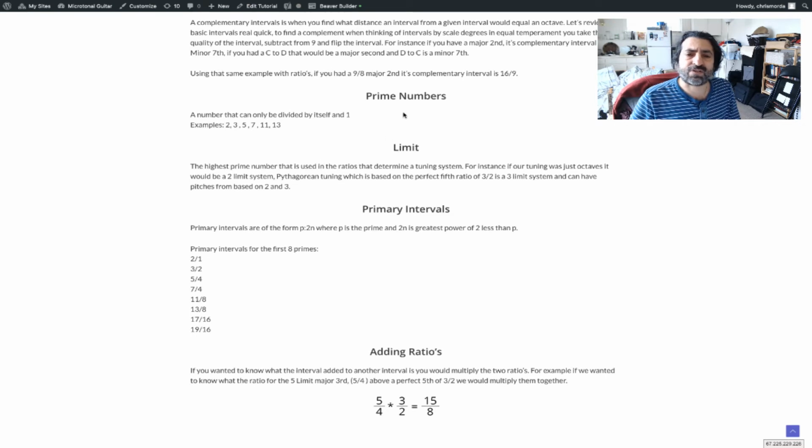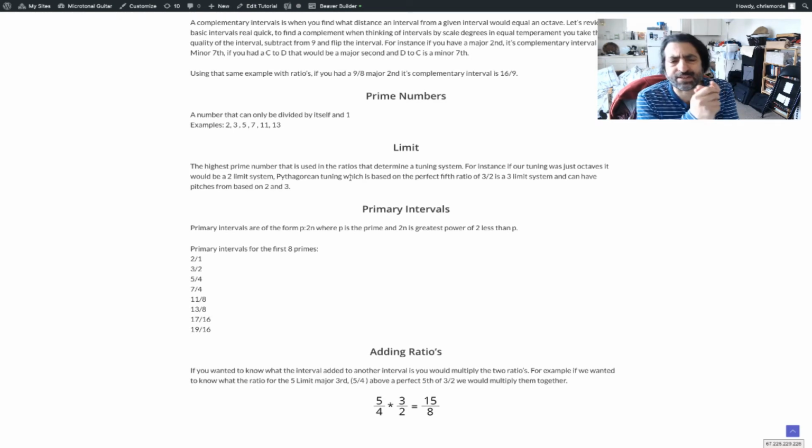Okay, so now we're going to have this idea of prime numbers. As you recall from your basic math multiplication back in middle school, a prime number is any number that's divisible by 1 and itself. Examples, of course, are 2, 3, 5, 7, 11, 13. And where those come into play once we get into these different tuning systems is limits. A limit is the highest prime number that is used in the ratios to determine the tuning system or the temperament that you're using, or really the tuning system.